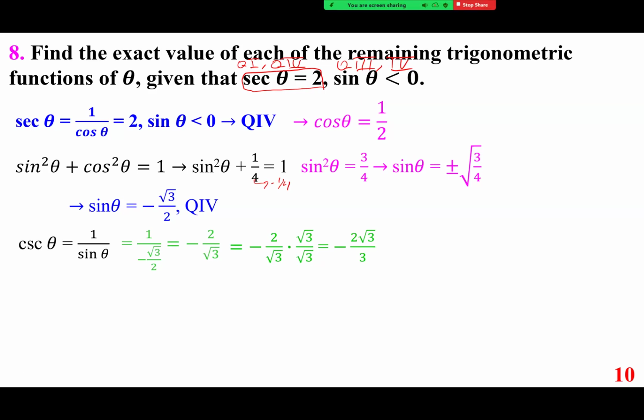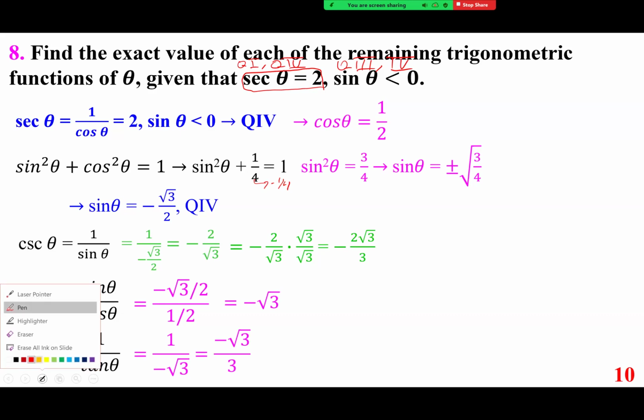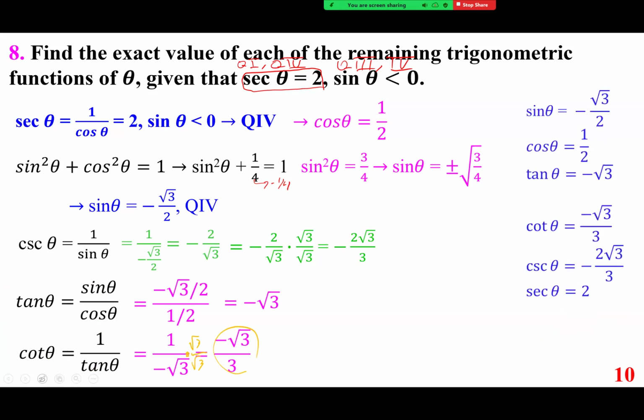In any event, tan theta is sine over cosine. So the ratio of the two: sine is negative square root of 3 over 2, cosine is 1/2, so we get negative square root of 3. And cotangent is the reciprocal of tangent, 1 over tan theta, which is 1 over minus square root of 3, or rationalize it to negative square root of 3 over 3. By now, everybody knows this means you can multiply this one by square root of 3 over square root of 3 to get this one. So that's pretty straightforward.